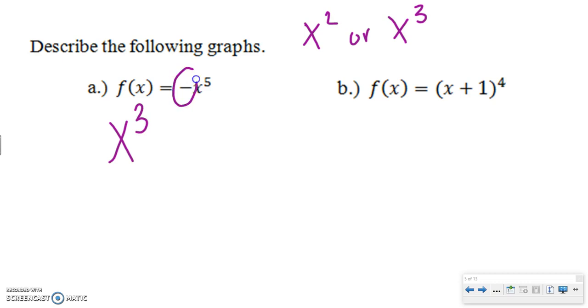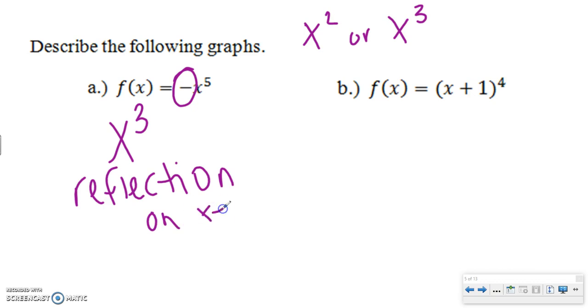Something else that you should be able to point out is that negative there. That negative means that it's going to have a reflection. Where is that reflection going to be? Hopefully you're thinking the reflection will be about the x-axis. And that is correct.